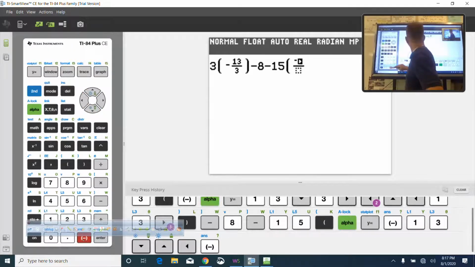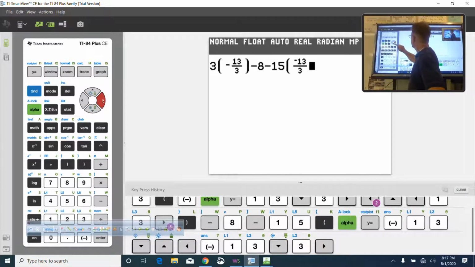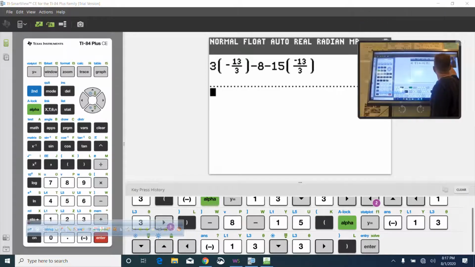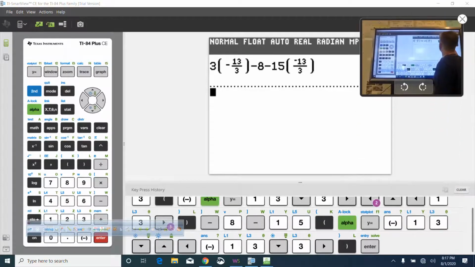Negative 1, 3. Okay. Down 3. All right. And then we close that parentheses off. And then hit enter, and we get 44. Is it 44? Great reveal. 44 it is.